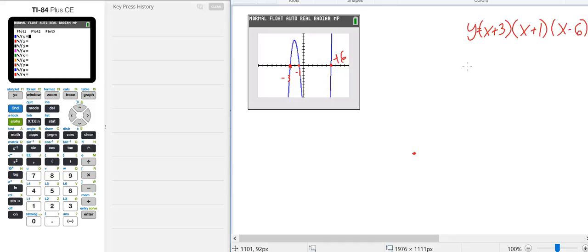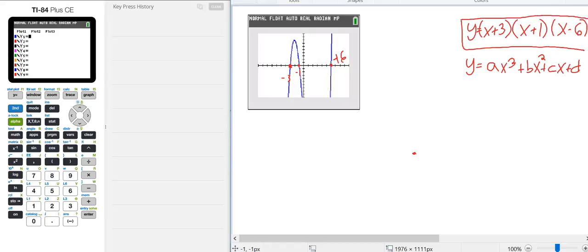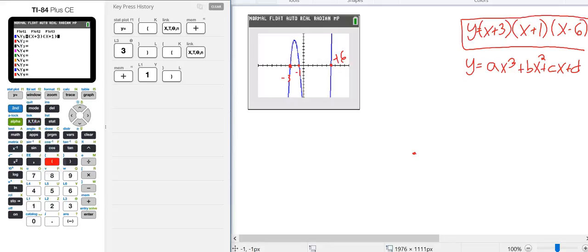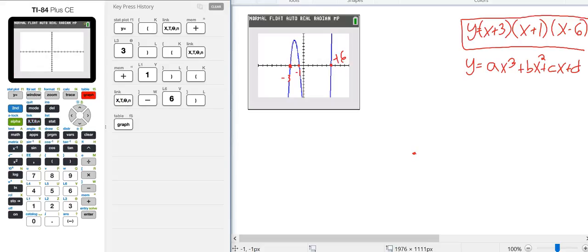If we would FOIL this out and multiply this out, we would get some sort of polynomial in ax cubed plus bx squared plus cx plus d form. This would be standard form, but we can just leave our answer like this in factored form. Let's graph it to see if that's what our graph looks like. So x plus 3 times x plus 1 times x minus 6, and graph. And notice this is exactly what our polynomial looks like. We have the graph crossing the x-axis at x equals negative 3, at negative 1, and at positive 6.